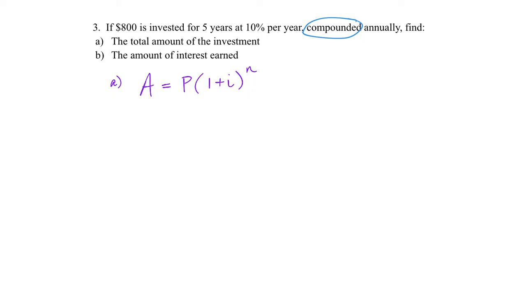Okay, I'm looking for my amount, so I'm looking to solve for A. That means I need to know my P. Well, my P was 800. That's how much I started with. My interest rate is 10%, so 0.1. My number of compounds. It tells me that it's compounded annually for 5 years. That means my number of compounds is 5.